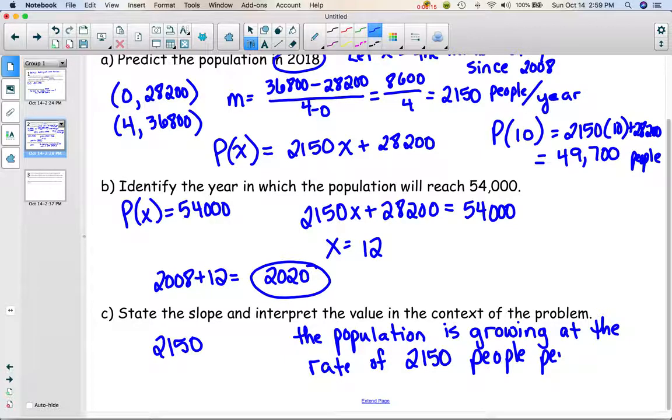And that's actually quite a large growth rate. Probably not going to be sustained for a long period of time, but we were kind of going with that as a basis for the problem.